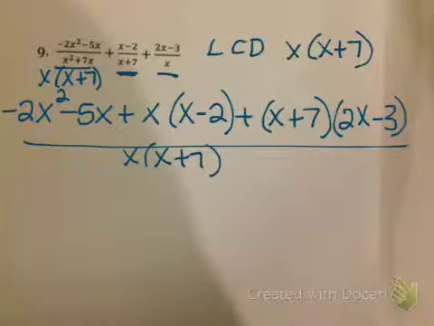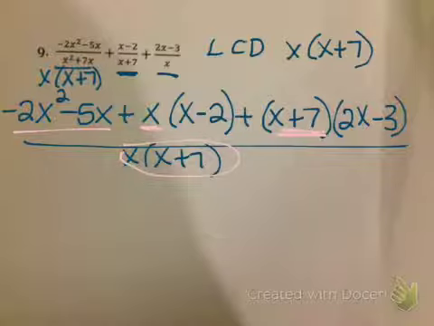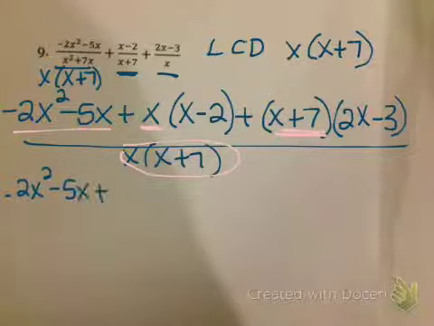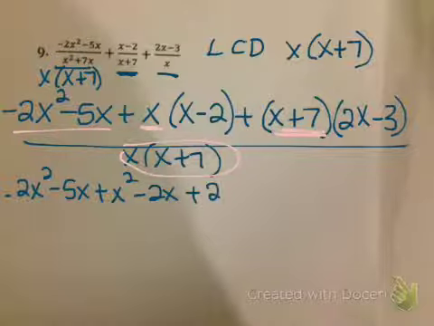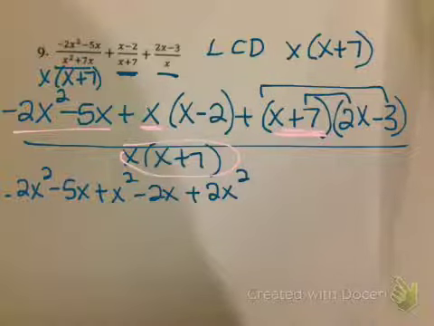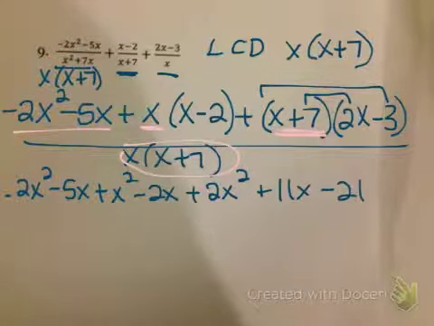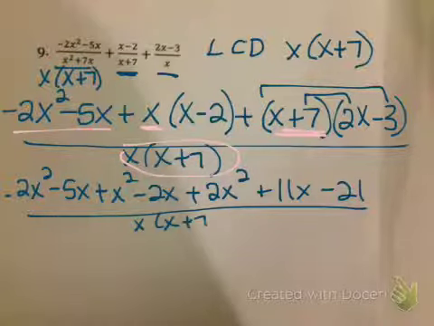So again, I didn't multiply the first fraction by anything. We left it the same. The second just needed an x, and the third needed x plus 7 in order for this to be my common denominator. Now I just need to do a lot of simplifying. So I have negative 2x squared minus 5x plus x squared minus 2x plus, I'm going to FOIL over here, 2x squared minus 3x plus 14x minus 21, all over x times x plus 7.